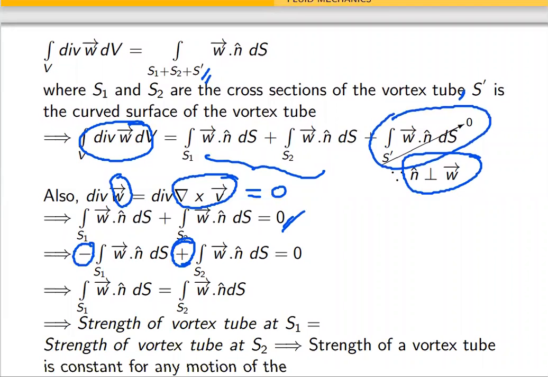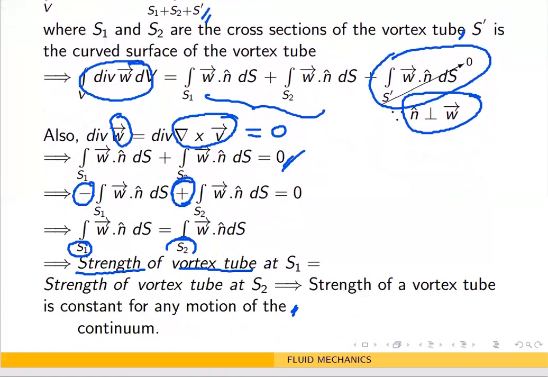So we have the integral of W dot n over S1 is equal to the same thing integrated over S2. That means the strength of the vortex tube at S1 is equal to the strength of the vortex tube at S2. That implies the strength of the vortex tube is constant for any motion of the continuum. For all motions.